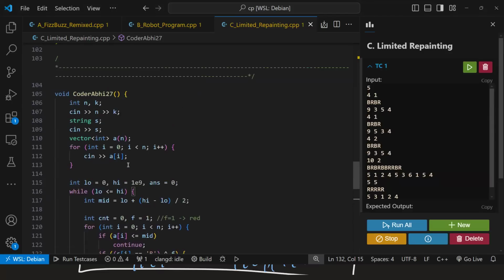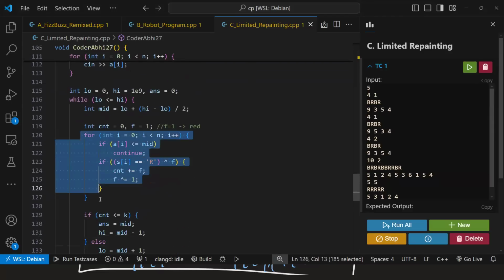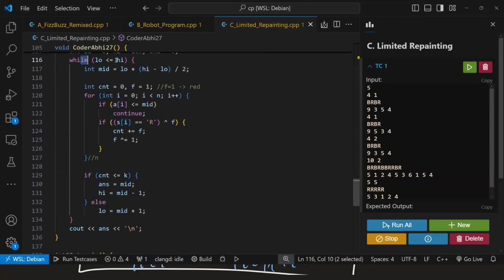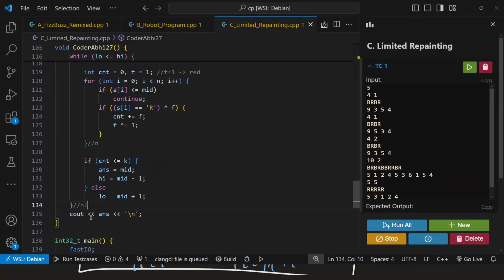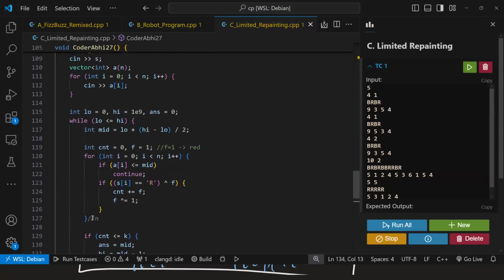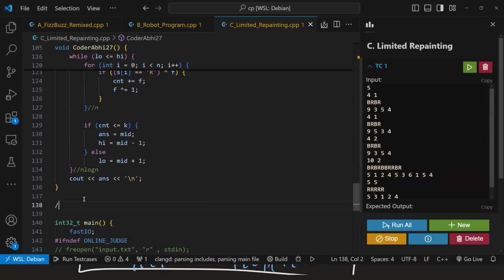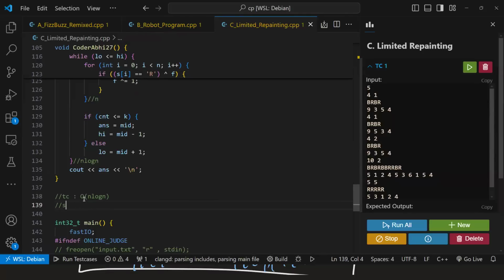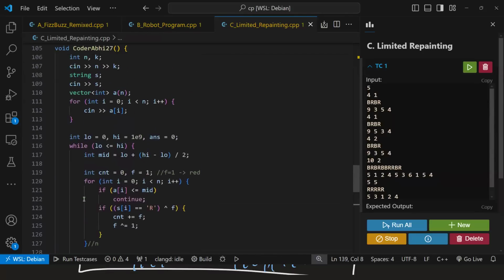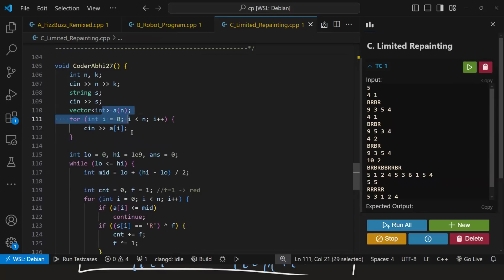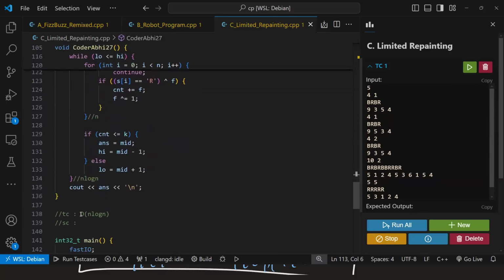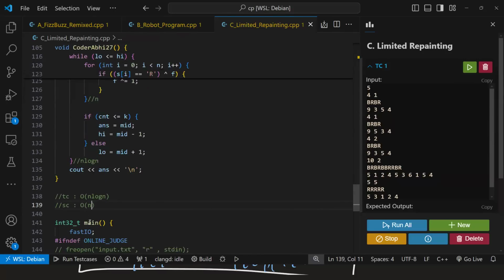If you look at the time complexity, this whole for loop, the check thing, is running in order of n time, and this is a binary search which would run at max log n time. So this is overall n log n. So I can say my overall time complexity is order of n log n, and my overall space complexity is order of n, since you are just using this input vector of size n.